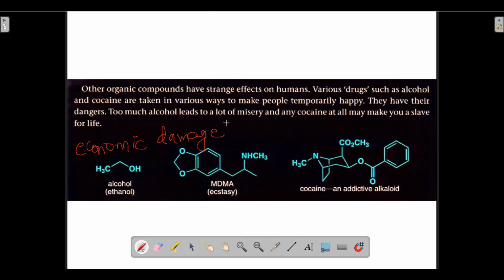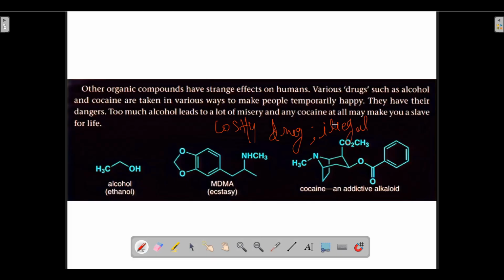It will cause you economic damage because it is a very costly drug. It is very costly because it is illegal in most of the countries. And even if you take it one time, you will become dependent on it for the lifetime. It will make you a slave for life.